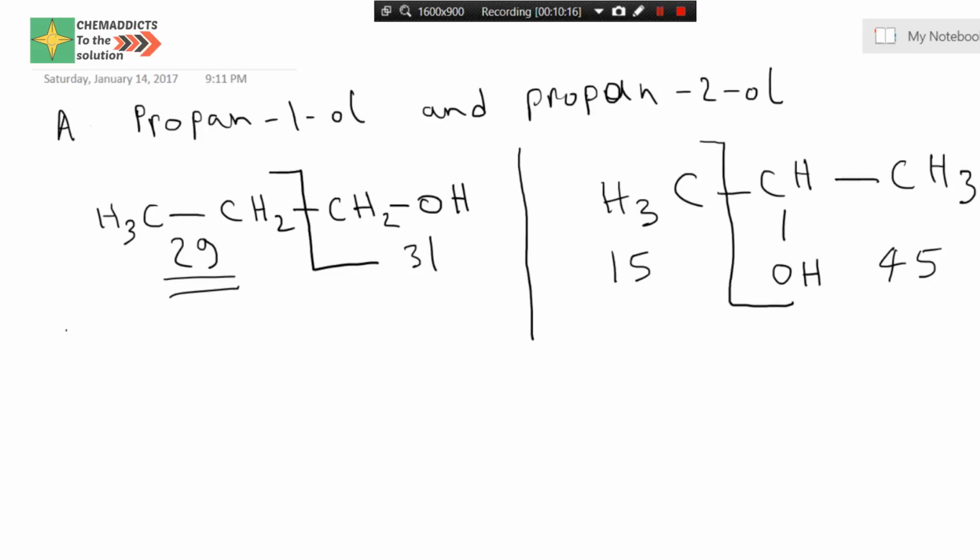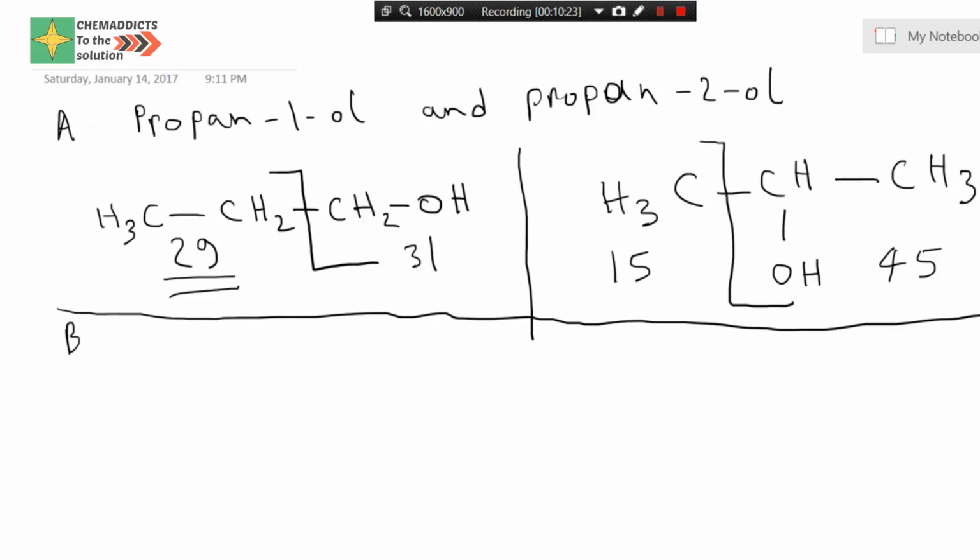Now let's have a look at option B. If we look at option B, let me separate this out. Then, let's see what they have asked about. They have asked about propan-2-ol and propanol.